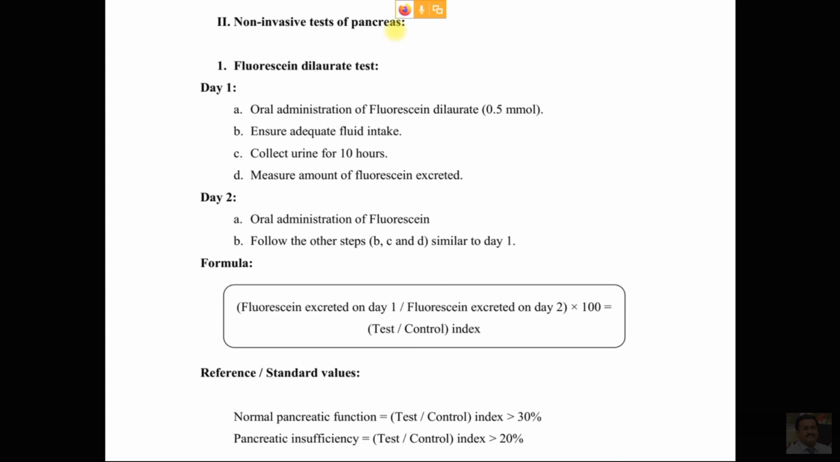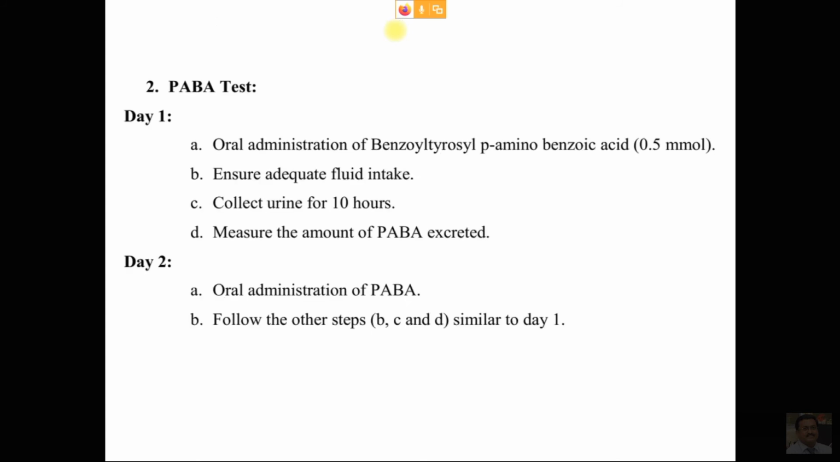This is a very important question from the examination point of view: the non-invasive test of the pancreas, the fluorescein dilaurate test. I hope you understand this concept, and don't forget to remember the formula and also the reference values. Next, coming to the second test, the PABA, para-aminobenzoic acid.